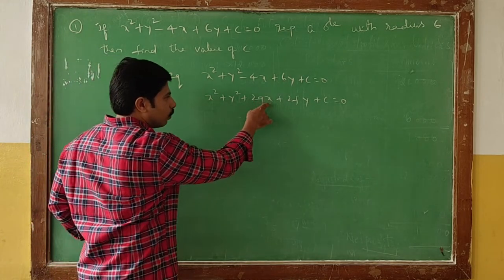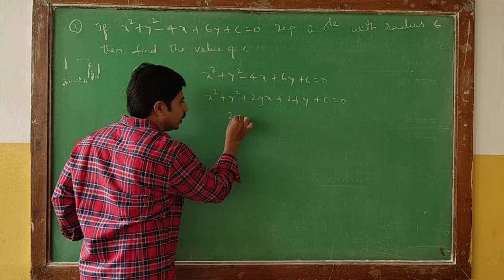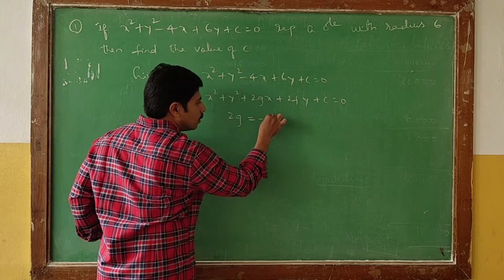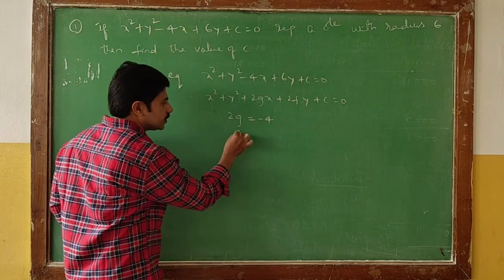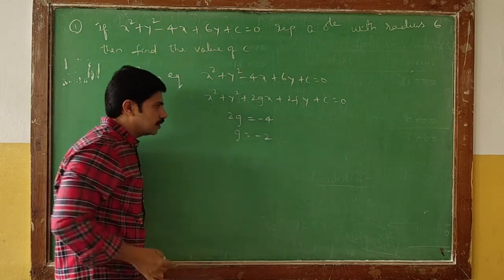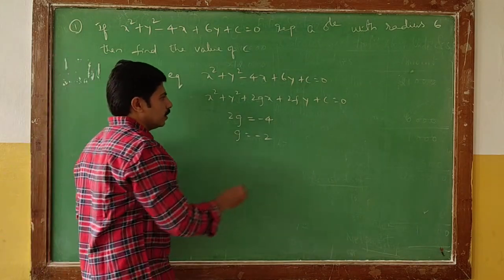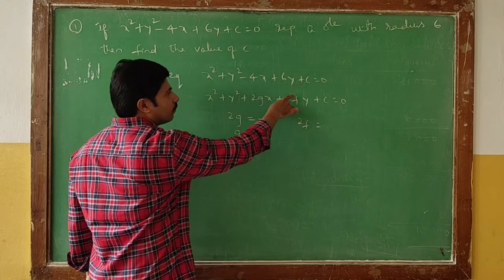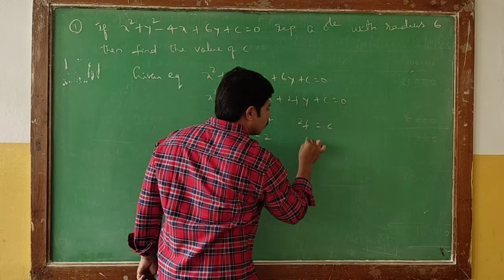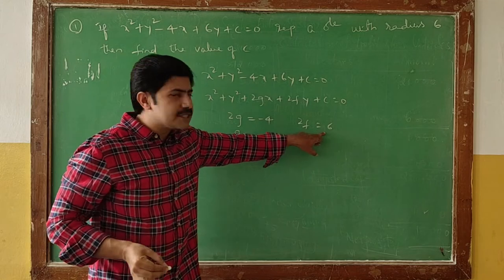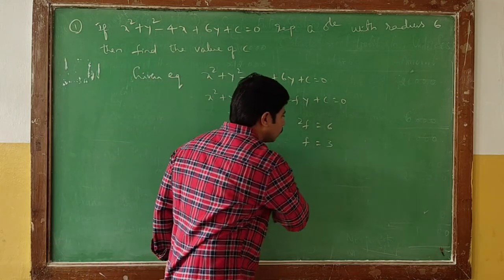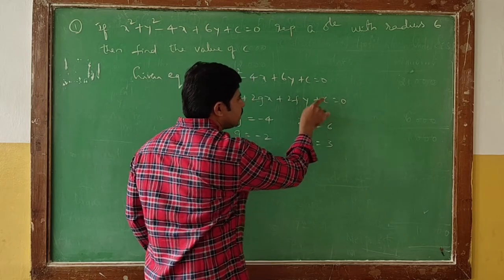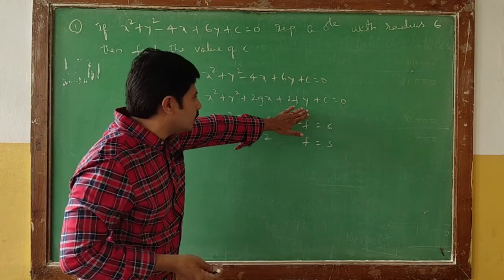Now what is the coefficient of x in the general equation? It is 2g. And what is the coefficient of x in the given equation? Minus 4. So what is the g value? g value is minus 2. Then 2f is equal to, what is the coefficient of y in the general equation? 2f, and here it is 6. So f value is 6 by 2, which is 3. Now from the equation, what is c? c is the same c, so no change in that.